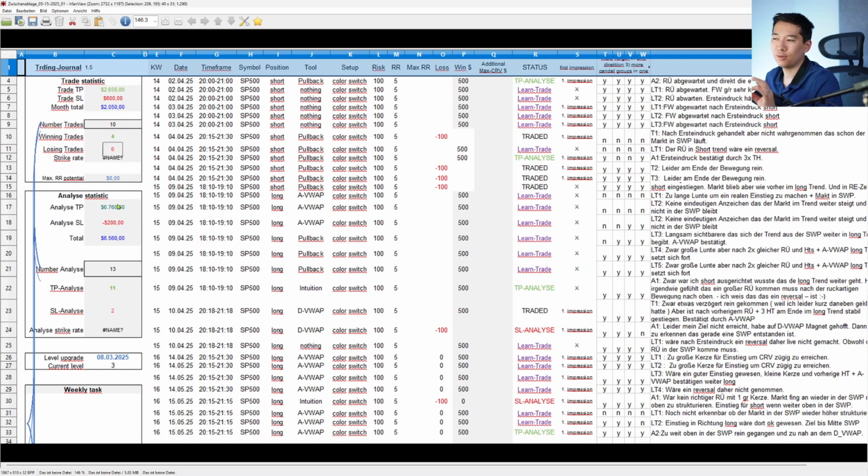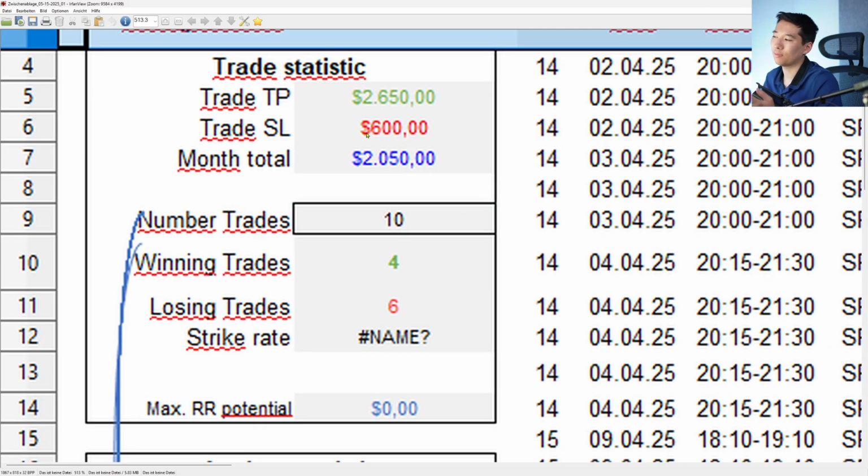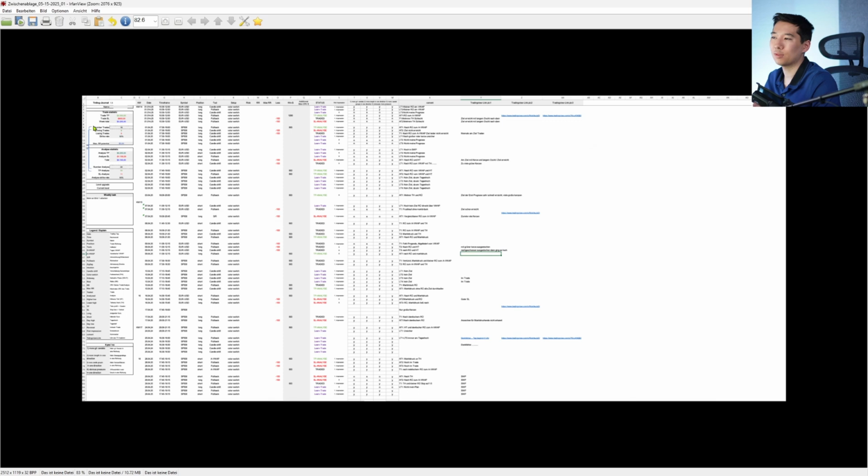He had 6 losing trades, and each loss was around $100, so it's minus $600. And those 4 winning trades were $2,650. So in total, he made $2,050. And that's very important, so just by trading 1 or 2 times a week, you see that the person is making money.